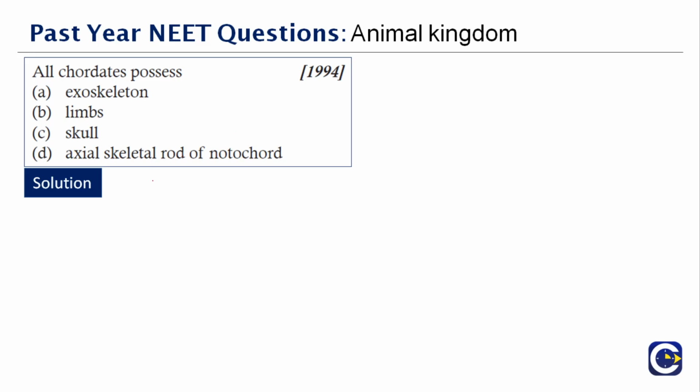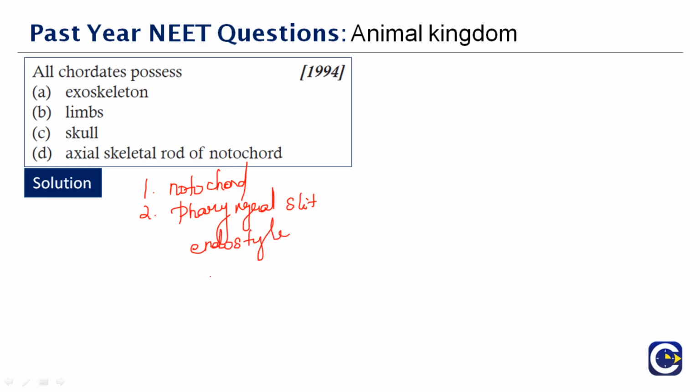So what are the five things that I need to mention here? They have a notochord. What is the next one? A pharyngeal slit. Okay, pharyngeal slit, endostyle, post-anal tail, and also a dorsal nerve cord. So these are the five things.